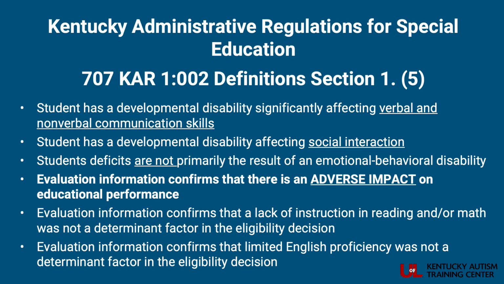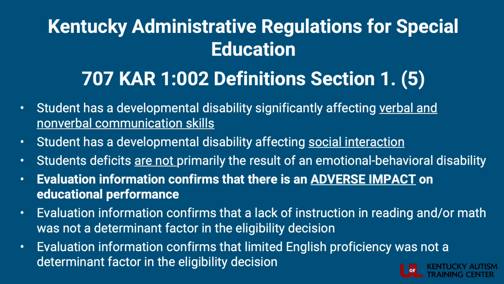So now let's take a look at special education eligibility. We're going to look a little bit more into the Kentucky Administrative Regulations for Special Education, specifically 707. So, students have a developmental disability that significantly affects their verbal and nonverbal communication. The student has a developmental disability affecting their social interactions. Student deficits are not primarily the result of an emotional behavior disorder. Evaluation information confirms that there is an adverse effect on educational performance.